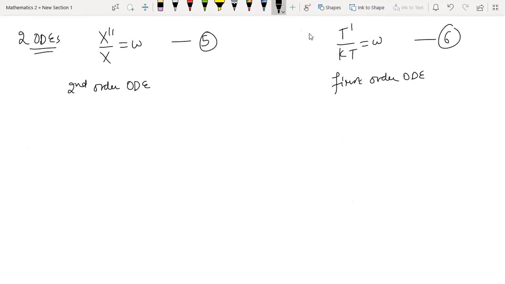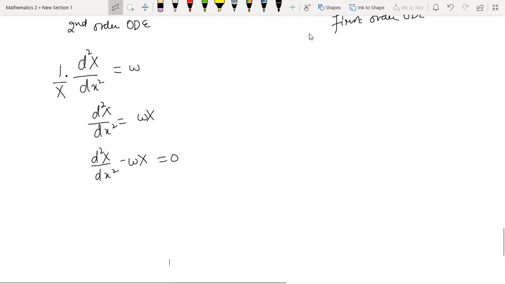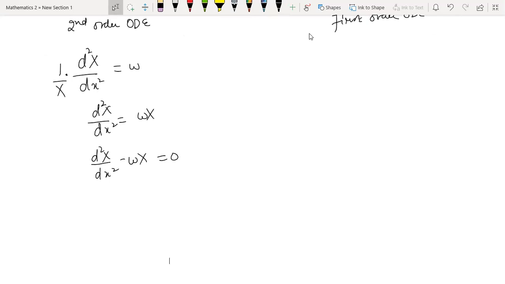Right. So this is d2X by dx2 times 1 by X is equal to omega. I'm now writing it in this form, firstly focusing on equation number 5: d2X by dx square minus omega X is equal to 0. Yes, can you solve this one?